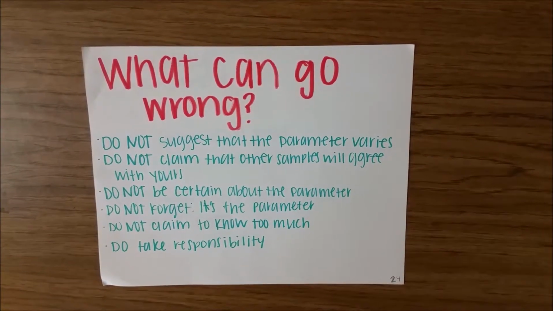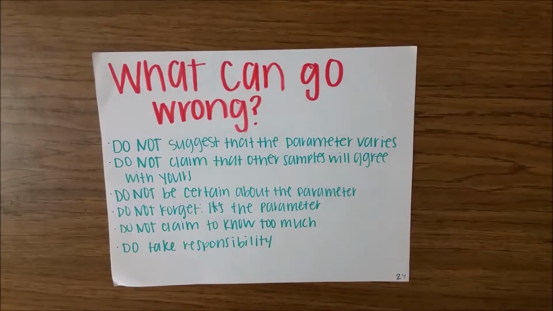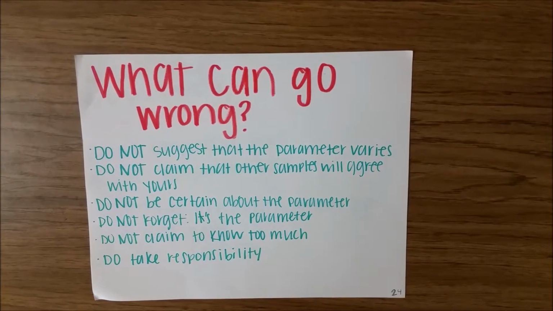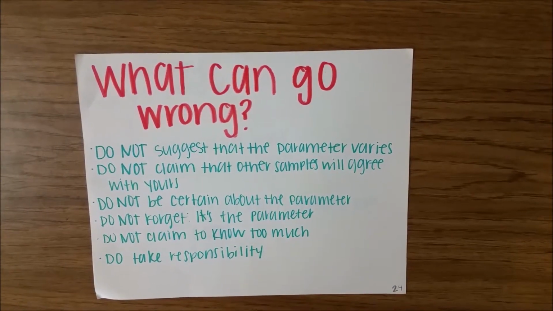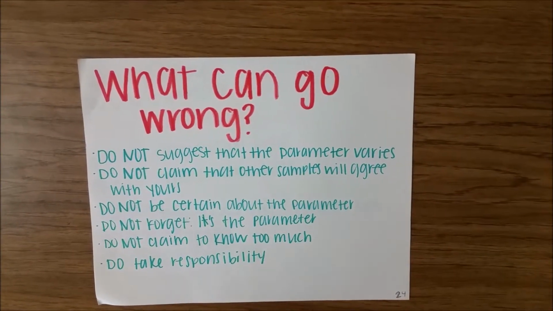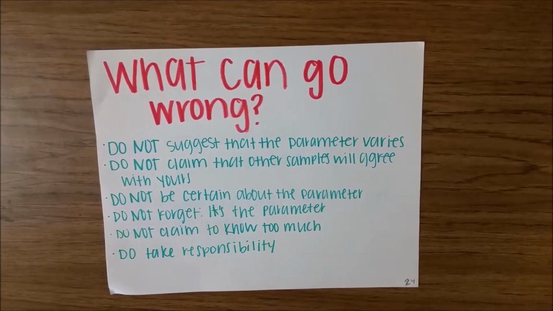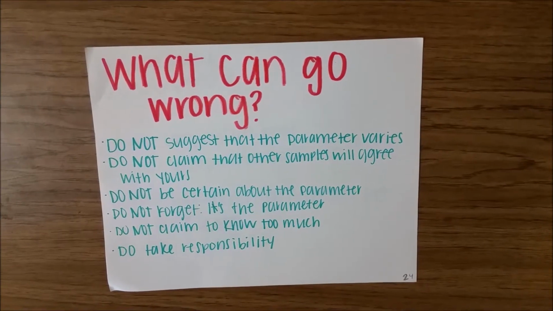What can go wrong in a 1 proportion Z interval? It's very important when using a 1 proportion Z interval that you never suggest the parameter varies, claim that other samples will agree with yours, be certain about the parameter, and claim to know too much. And don't forget to take responsibility.